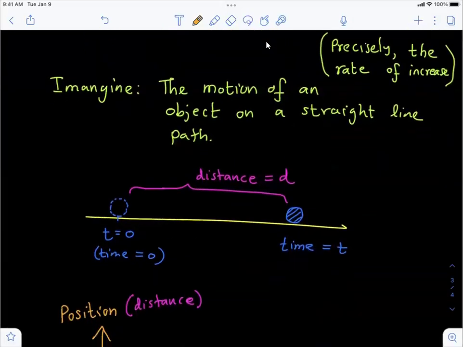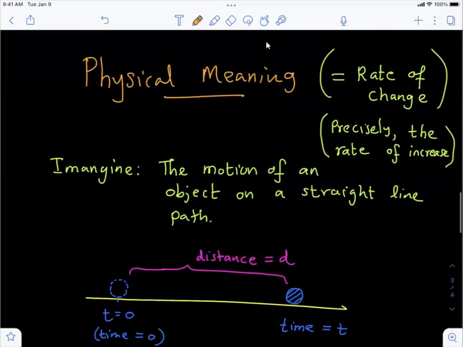Now, the idea is pretty simple. First of all, imagine a dynamical process. A very simple example I can come up with is the motion of an object on a straight line path, so that I can make it super simple. There's an object and it's moving to the right, let's say for convenience. At the time you start measuring, it's right at this point, and then it starts moving, and then at time t you observe it somewhere here.